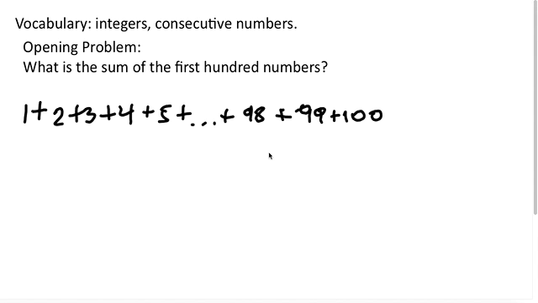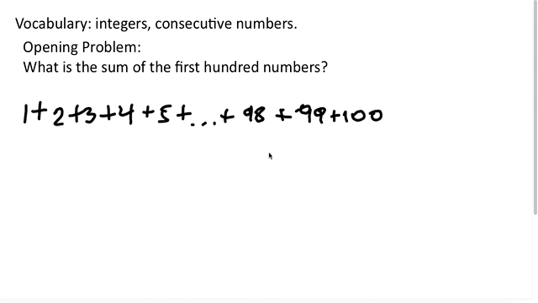Okay, let's have a look at the problem. But before we start, we need to make sure that we understand the vocabulary used: integers and consecutive numbers. Integers are the whole numbers. They could be both positive and negative. Consecutive numbers are the ones increasing by 1.